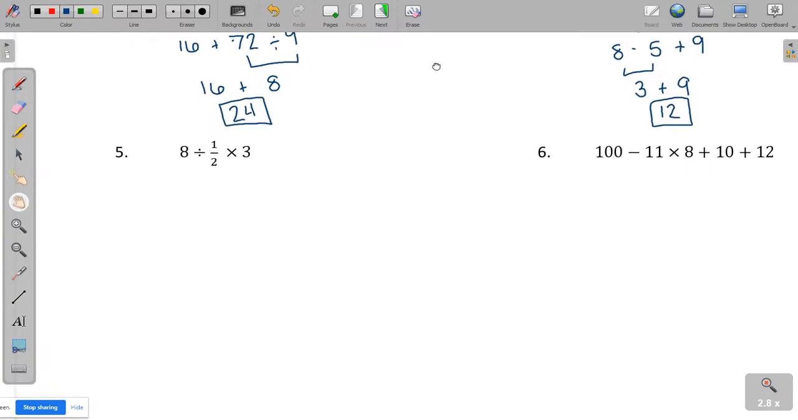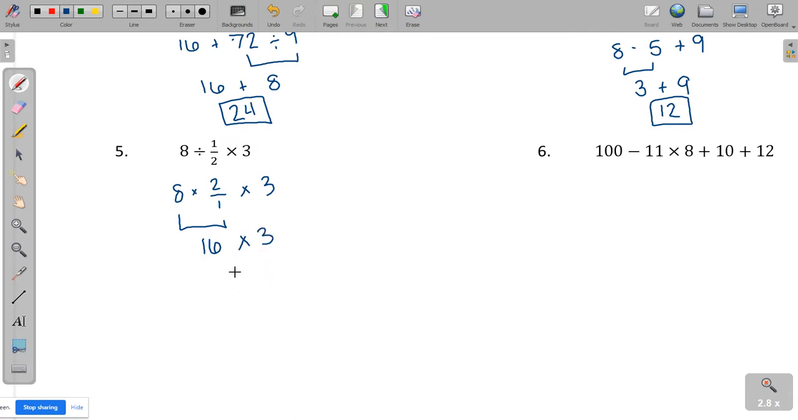Okay, let's look at number 5. 8 divided by 1/2 times 3. We can think of this as 8 times 2 over 1. We change the division into a multiplication problem since we're dealing with fractions. So now we multiply. 8 times 2 over 1 would be 16. Bring down times 3. Now multiply. 16 times 3 gives us 48.